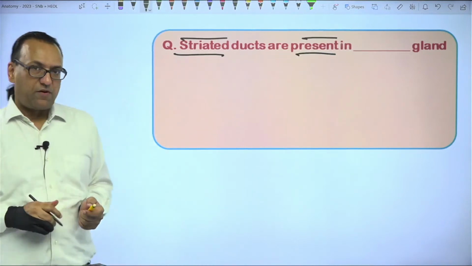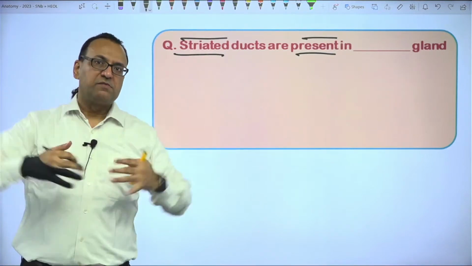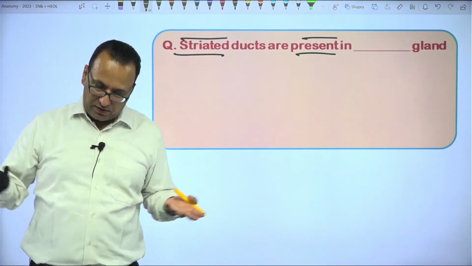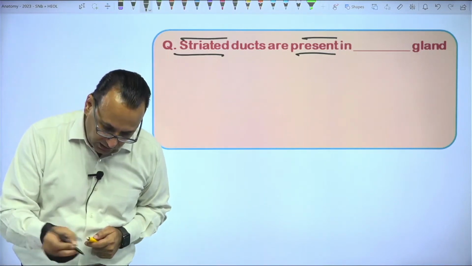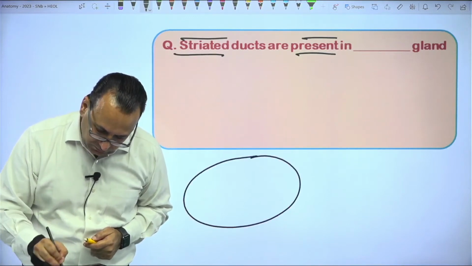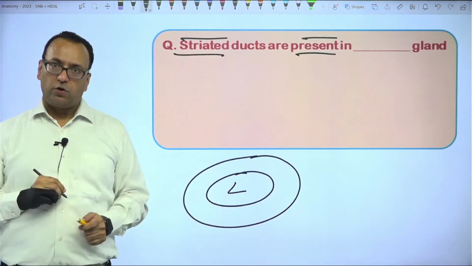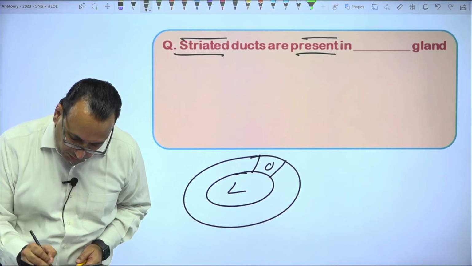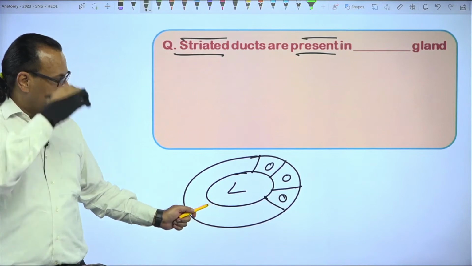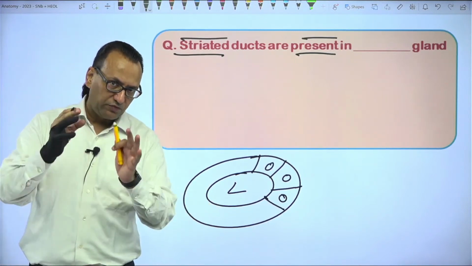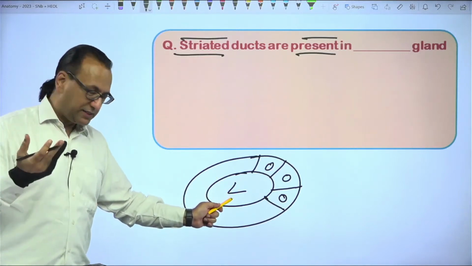So, first of all, what is a striated duct? It will have striations. And what are striations? Striations means lines. So, where are these lines? What is the answer? Let me draw a diagram. This is a duct, the lumen of the duct, where you will have saliva. And then these are the cells which are cuboidal cells. As you look at the salivary gland, for example, the parotid salivary gland, this is the lumen, the duct is lined by cuboidal cells.